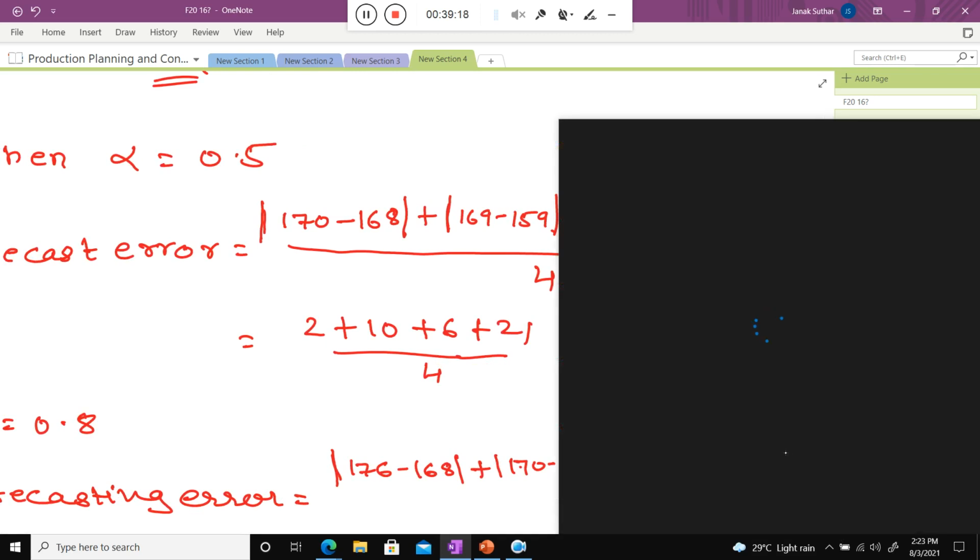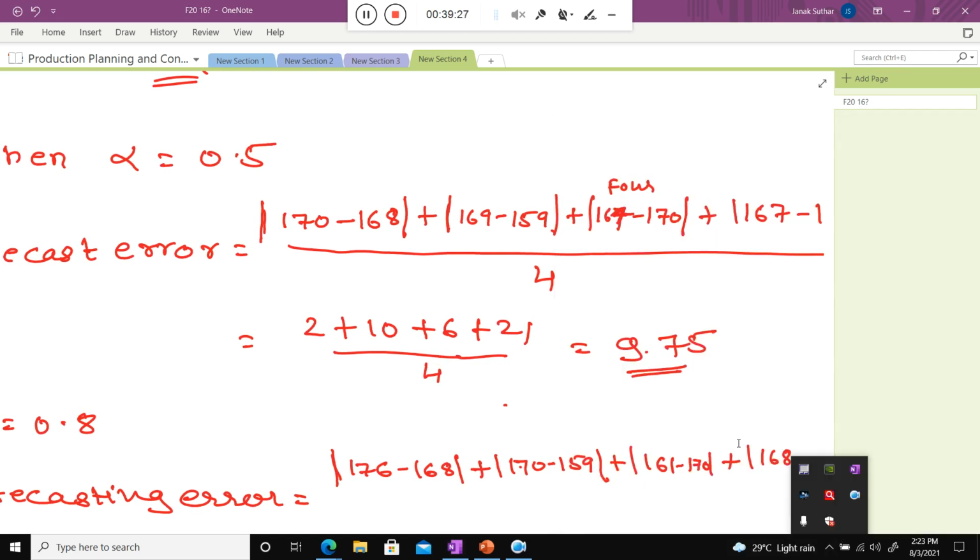So you can easily say that now the error when I consider alpha is equal to 0.5 is less. Just wait. Okay.